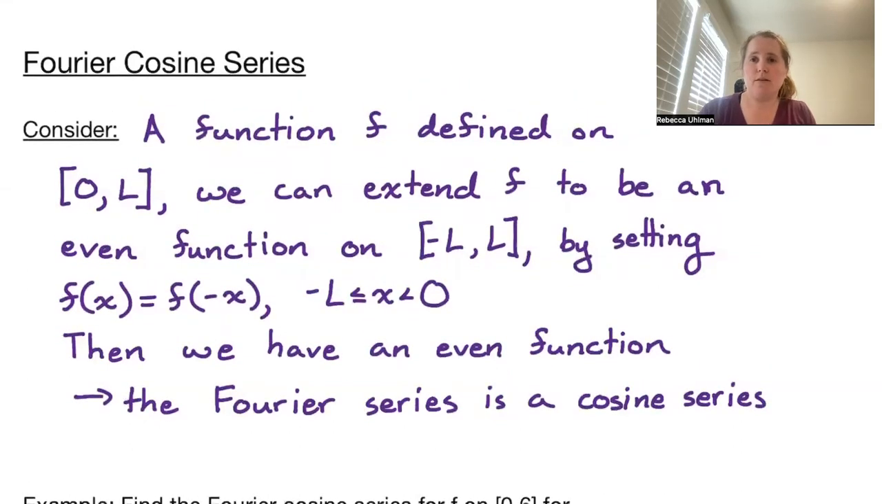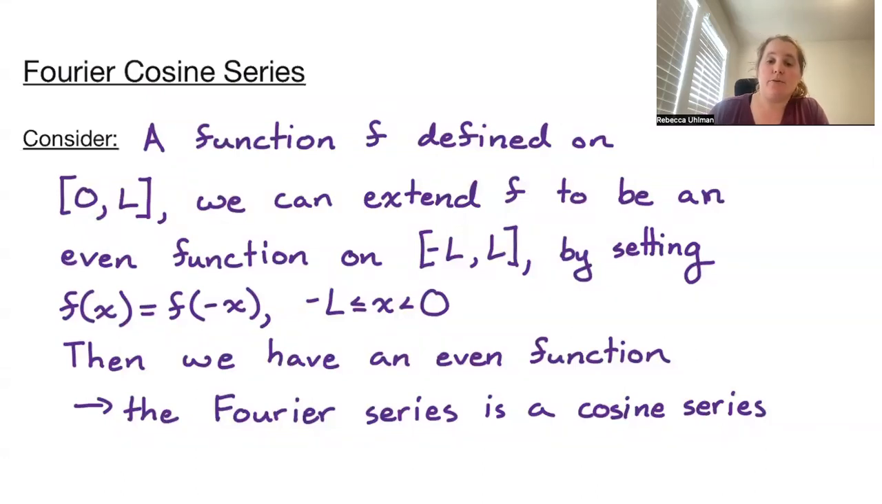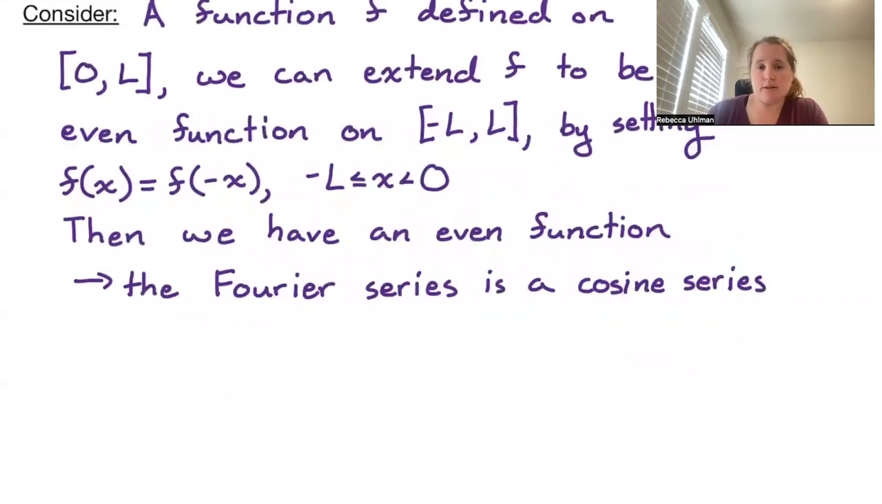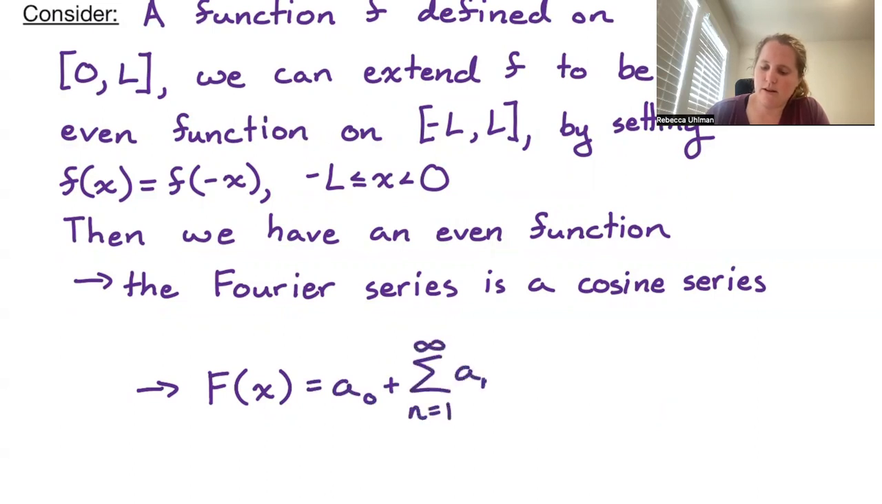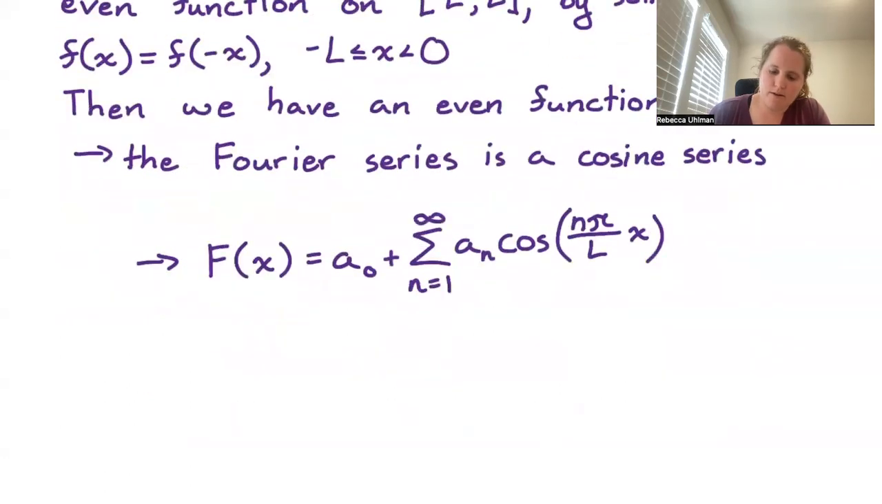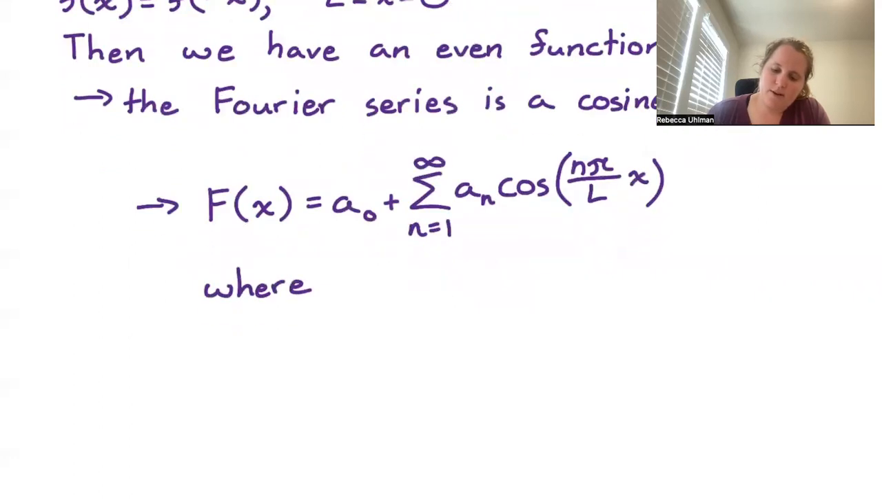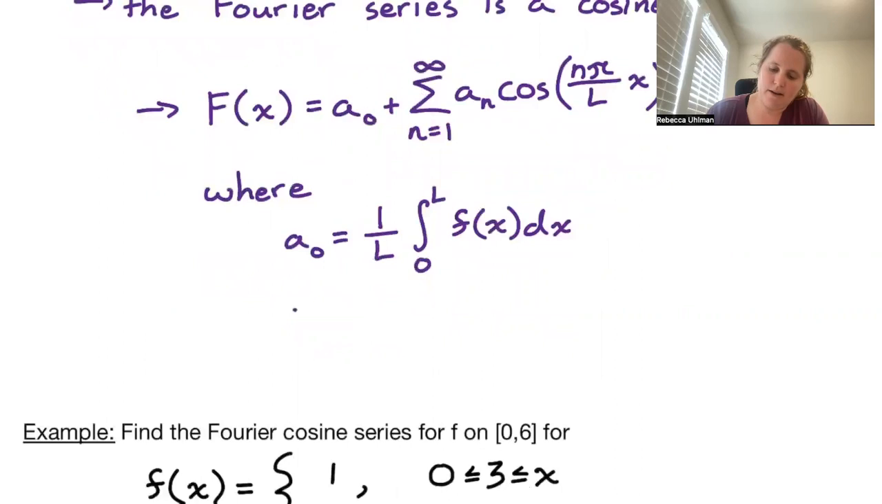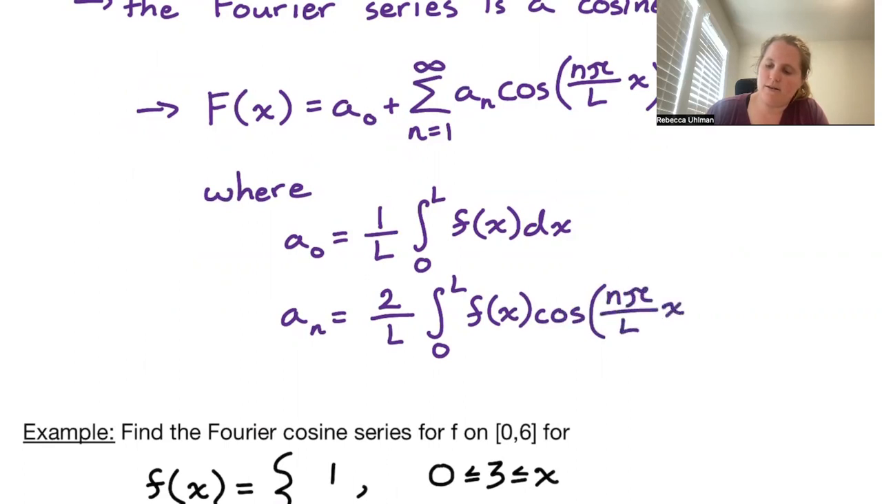I need to give myself just a little more space. Right, so the Fourier series is a cosine series. We know what the even function Fourier series looks like. It's of the form f of x is equal to a naught plus the sum from n equals 1 to infinity of a sub n cosine of n pi over L x, where a naught is 1 over L times the definite integral from 0 to L of f of x dx, and a sub n is 2 over L times the definite integral from 0 to L of f of x cosine of n pi over L x dx.